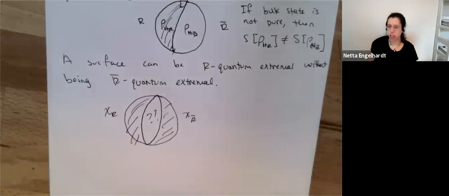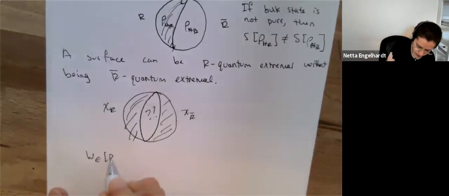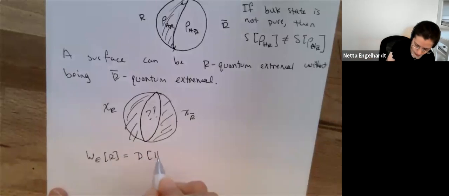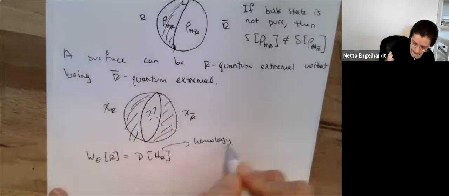So at this point where we stand, this formula, the generalized entropy of the quantum extremal surface, appears to be the most up-to-date version of holographic entanglement entropy. And we define the entanglement wedge not in terms of the classical extremal surface, but in terms of the quantum extremal surface. So the entanglement wedge is the domain of dependence of H_R, where this is the homology hypersurface for the quantum extremal surface.